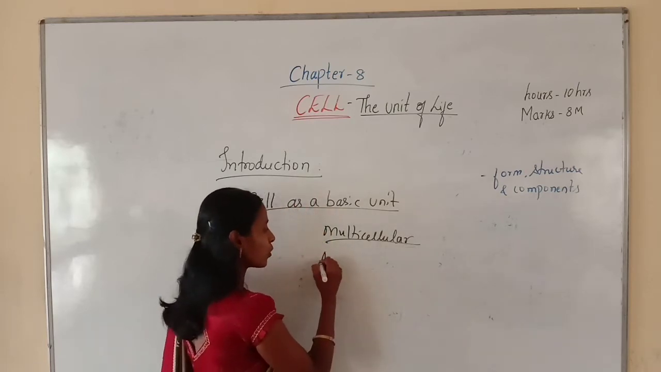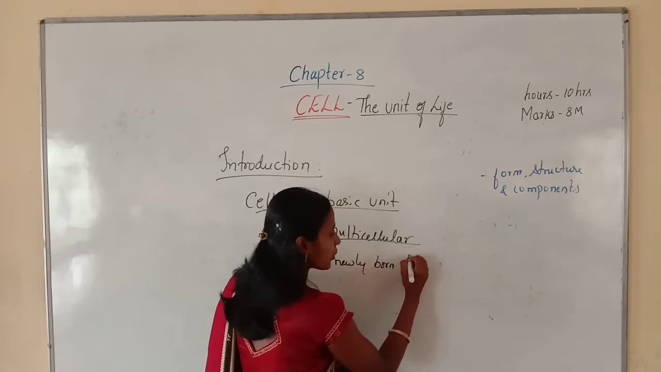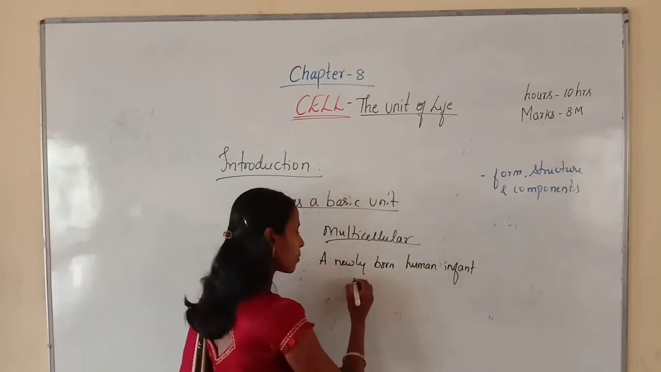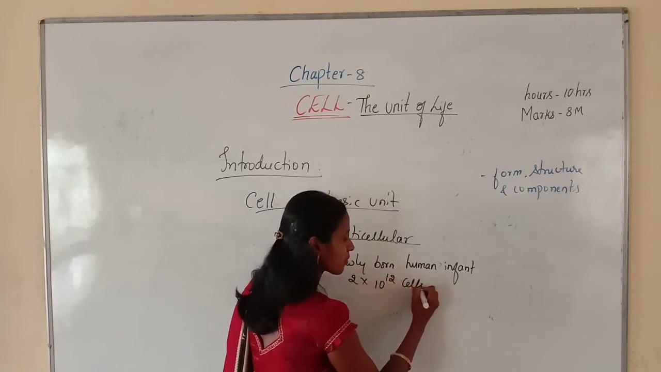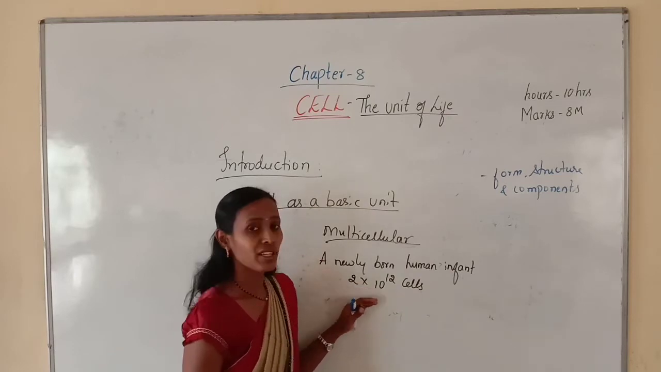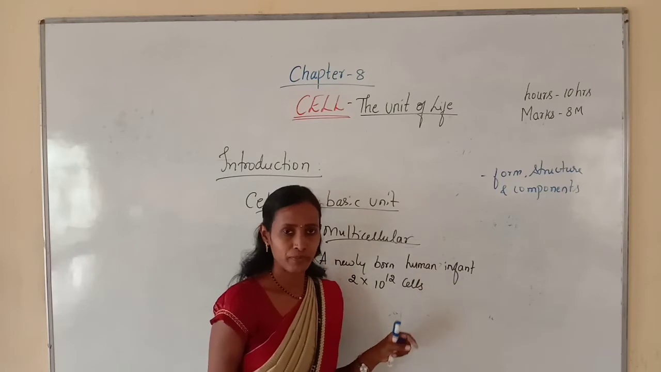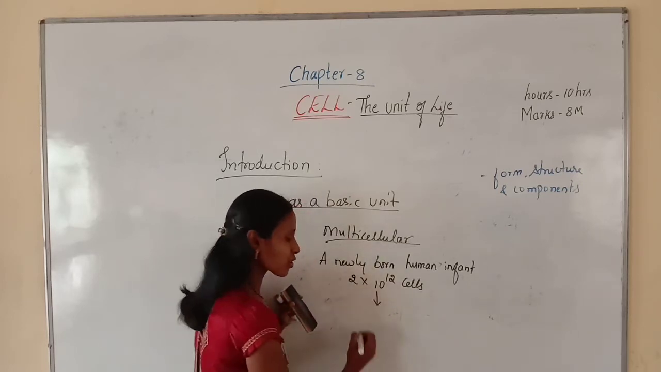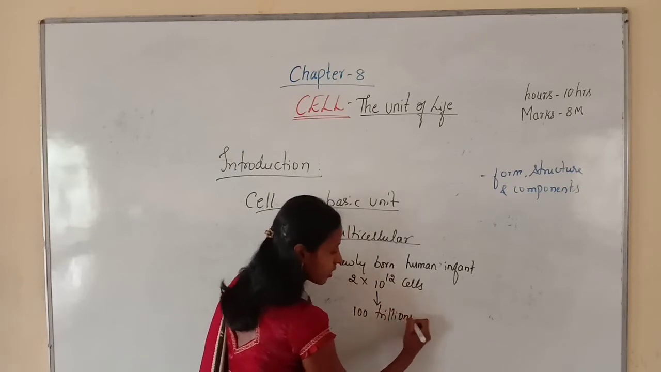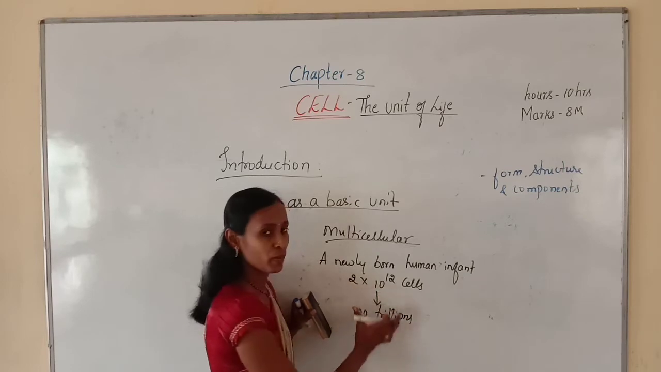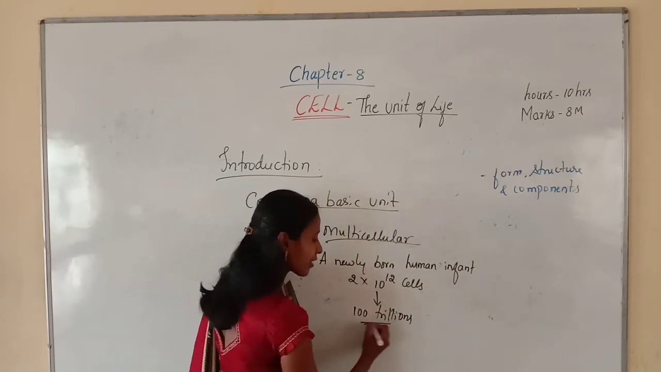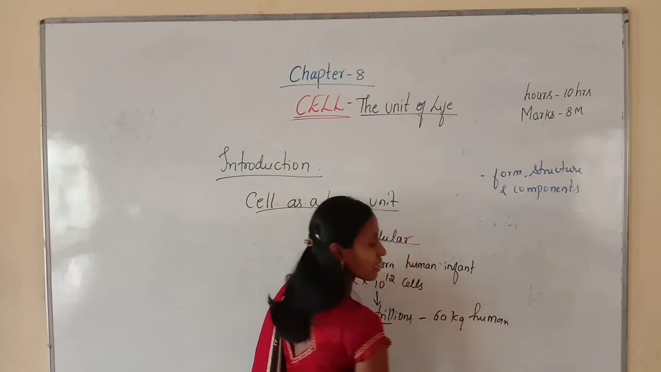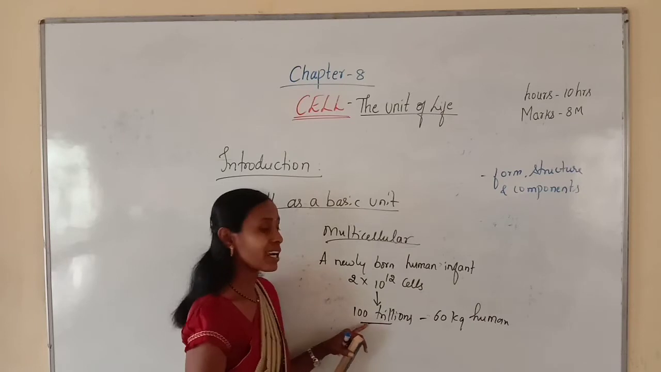For example, a newborn baby, a newly born human infant, contains about 2 into 10 to the power of 12 cells. Try to find out the exact number. This is the range of cells in a newly born human infant, and this number increases up to 100 trillion cells in an average 60 kg human.